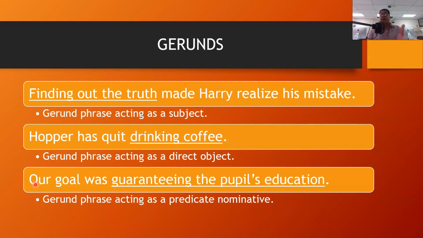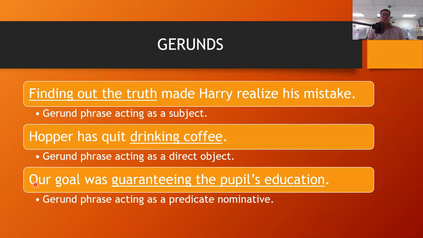That's a gerund phrase. It's acting as a direct object, right? Hopper has quit what? Drinking coffee, direct object. Our goal was guaranteeing the pupil's education. Our goal was what? Guaranteeing the pupil's education. So, I know that's a predicate nominative because, first, I can see the linking verb over there. Second, I can see that the goal is the same as guaranteeing the pupil's education. What is our goal? Is guaranteeing the pupil's education the same thing as our goal? Yes. So that's why I say that that's a predicate nominative.